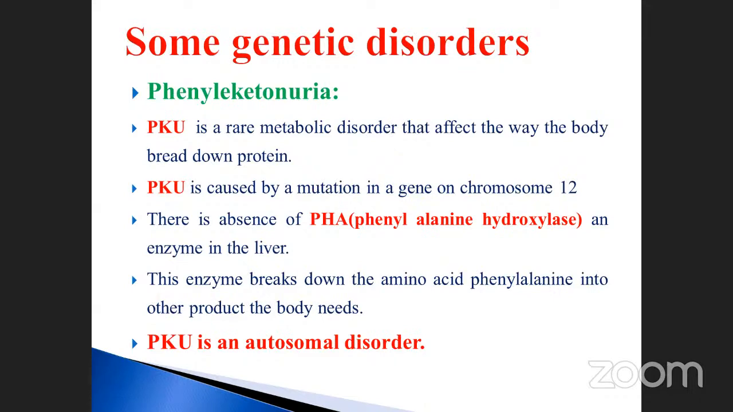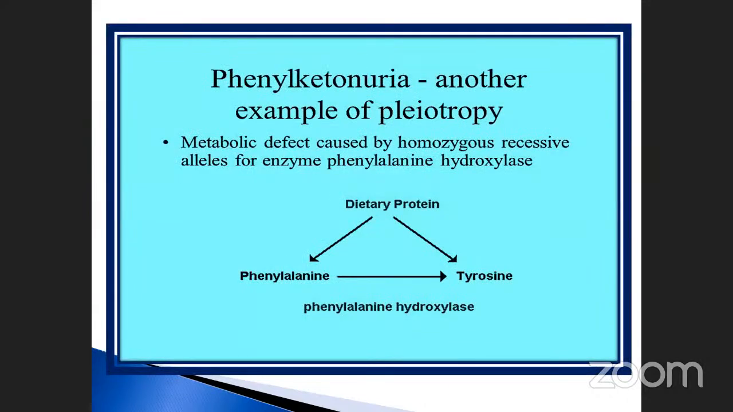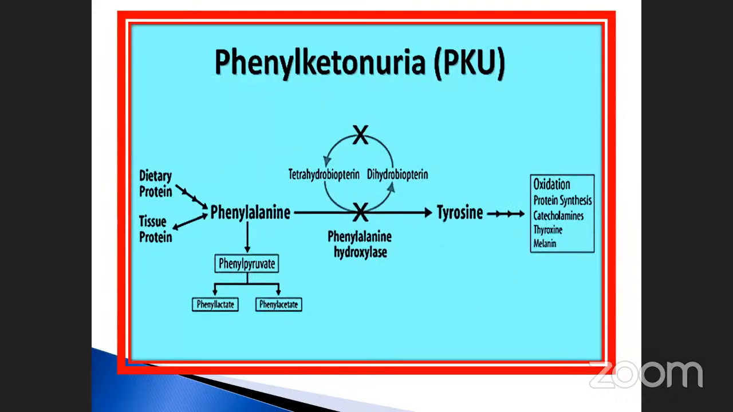It is also an autosomal recessive disorder. See that one: dietary protein. Phenylalanine is one of the amino acids. It is converted to tyrosine with the help of the enzyme called phenylalanine hydroxylase. Suppose the enzyme is absent, so what happens? The conversion is not possible. As a result, phenylalanine is deposited in the blood. It will not be excreted through the urine, so it will be deposited in the brain also. Sometimes it will lead to other difficulties. Already we saw those things also.